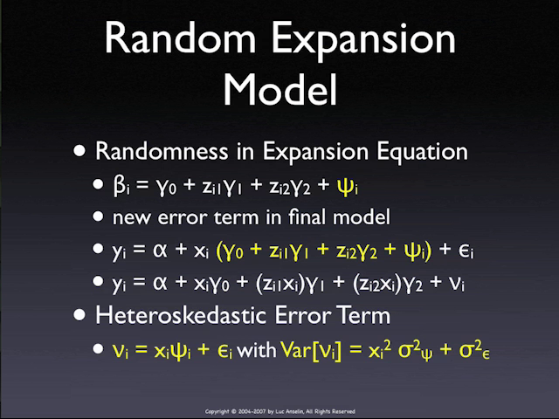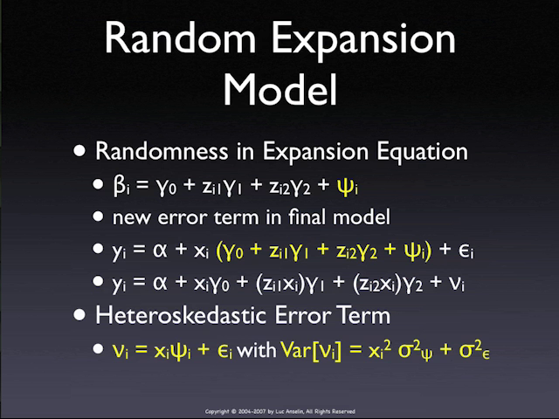If we do this substitution, because of the interaction effects, because of the cross products of the z's and the x's, and because of the cross products that follow from the expansion equation, we have an error term that is also multiplied by the x's. And because of that, it will no longer be constant. This is a standard form of heteroscedasticity.